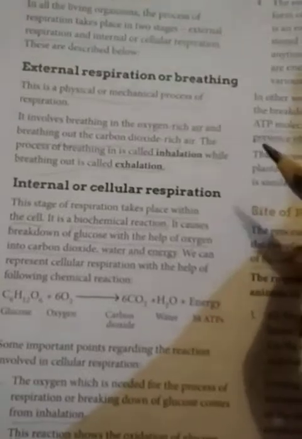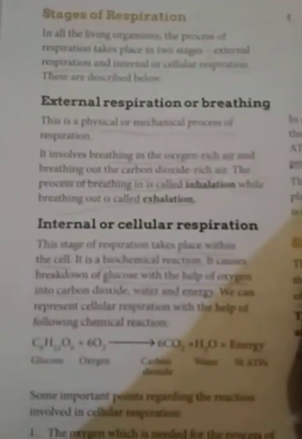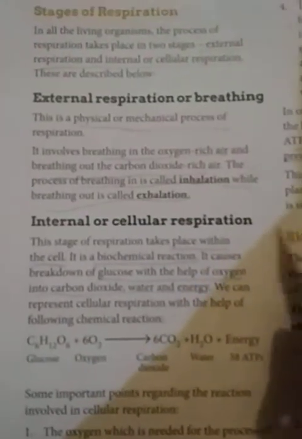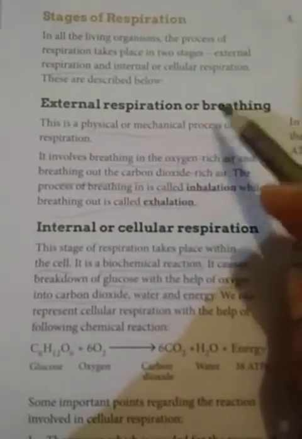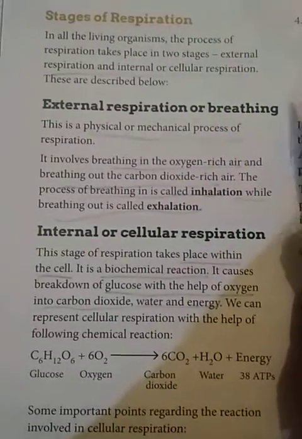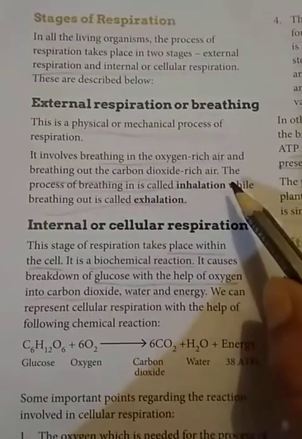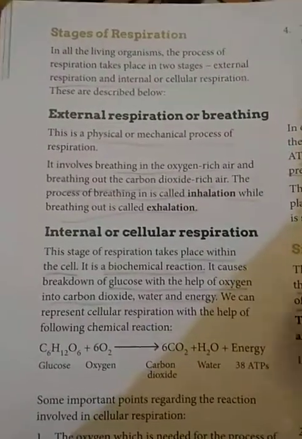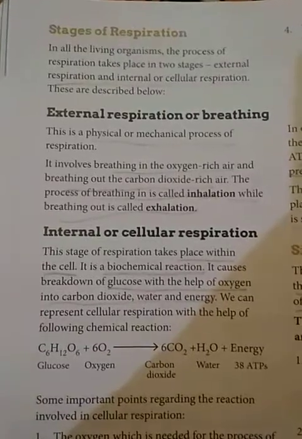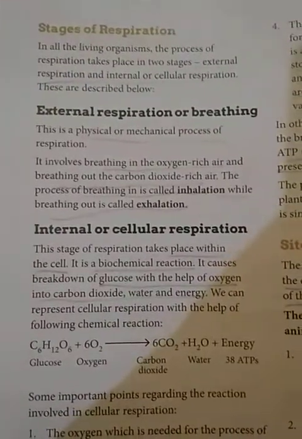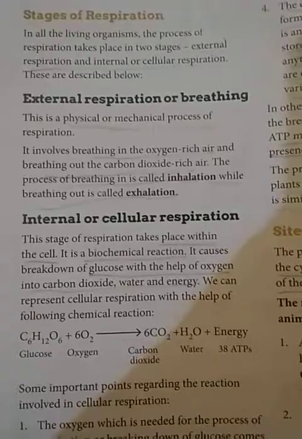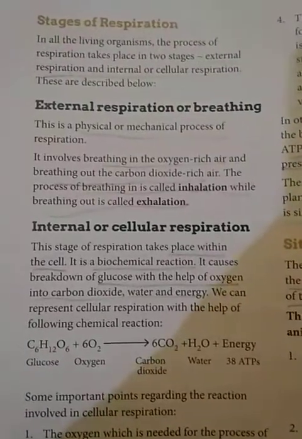Now we come to stages of respiration. So respiration is happening basically in two stages, external and internal. And another name for internal respiration is cellular respiration. Okay, that means happening inside a cell. So external respiration is the physical or mechanical process of respiration. Okay, it's happening externally. So what is happening? You are breathing in oxygen and you are releasing out carbon dioxide.